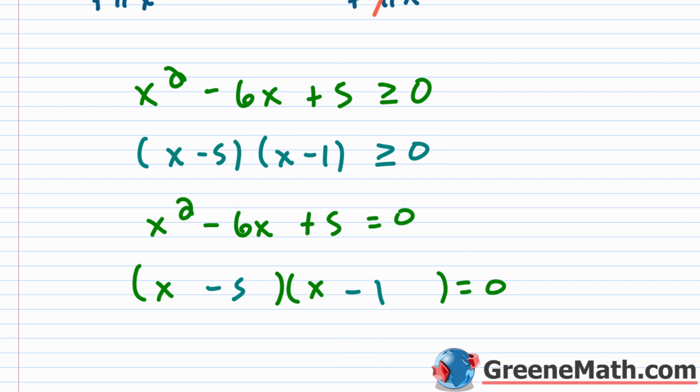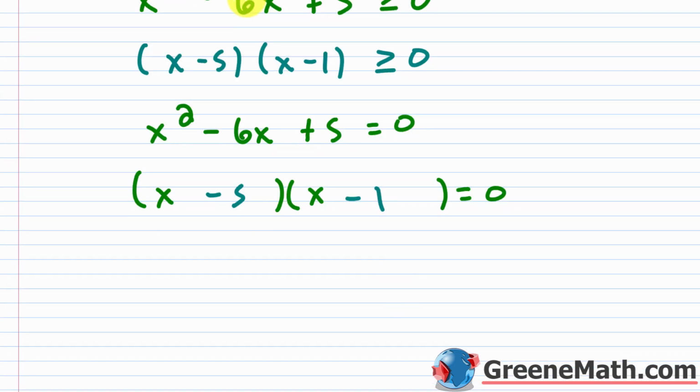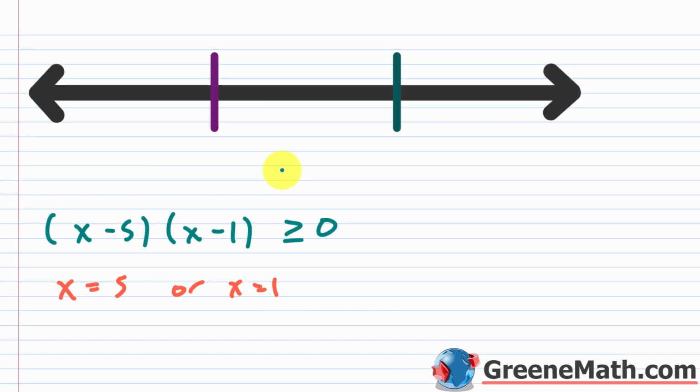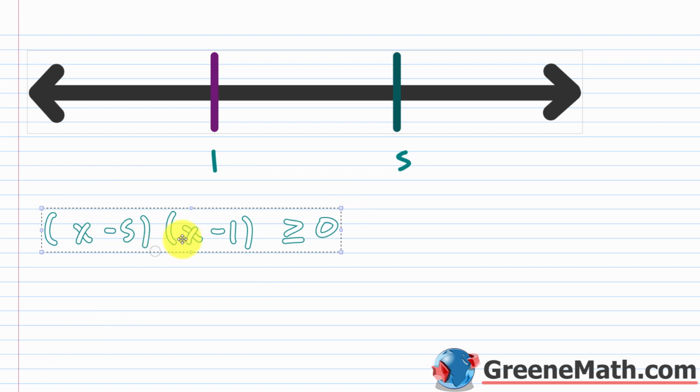Okay, so let's use our zero product property to get our critical values. We'll say x minus 5 is equal to 0, or x minus 1 is equal to 0. From here, let's add 5 to both sides of the equation. Cancel this. We'll get x is equal to 5. Then, let's add 1 to both sides of the equation. Cancel this. You'll get x is equal to 1. All right, let's put a 1 here and a 5 here. Let's get rid of this. Let me slide this down just a little bit so it all fits in here.